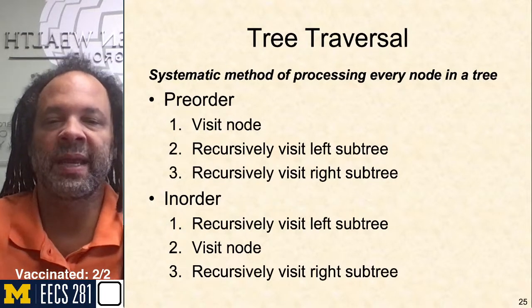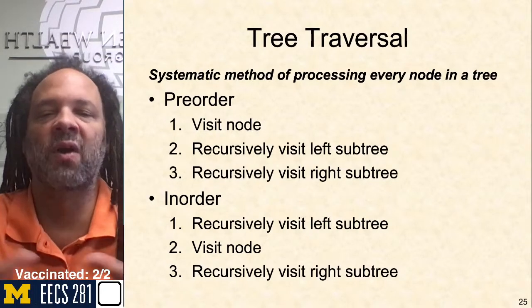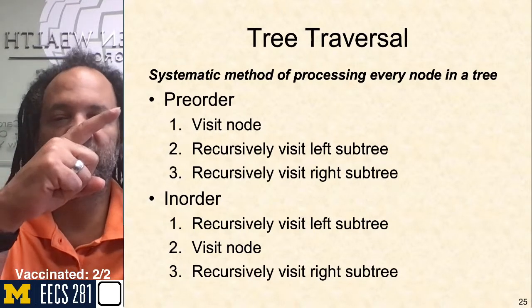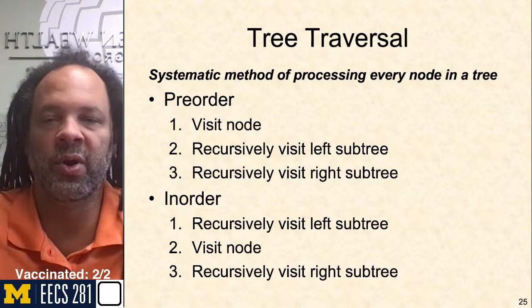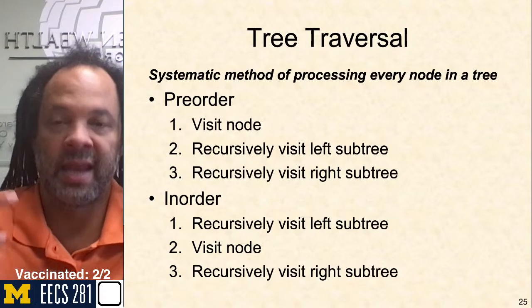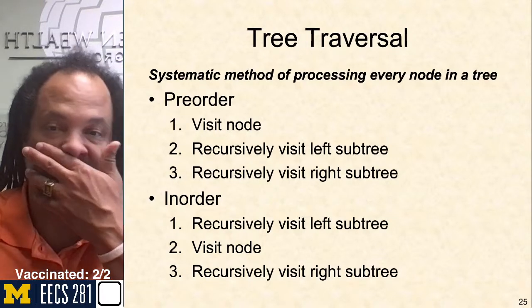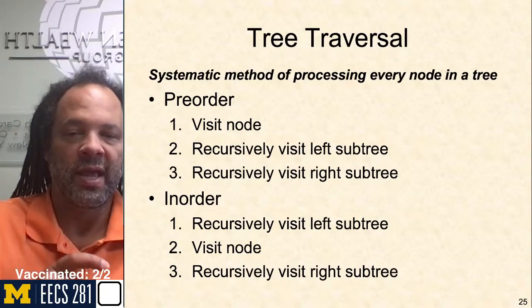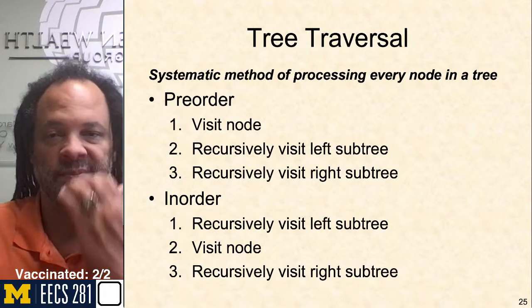They all have something in common. They have a recursive call to the method, right? So in a pre-order traversal, I'm going to recursively do a pre-order traversal. And then I'm going to recursively do another pre-order traversal. In an in-order traversal, I'm going to do a recursive in-order traversal and another recursive in-order traversal.